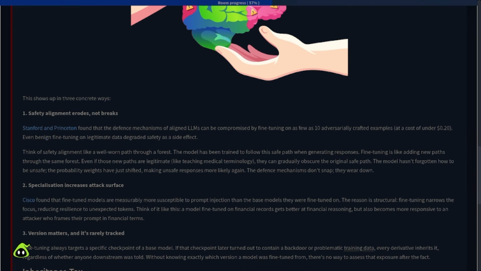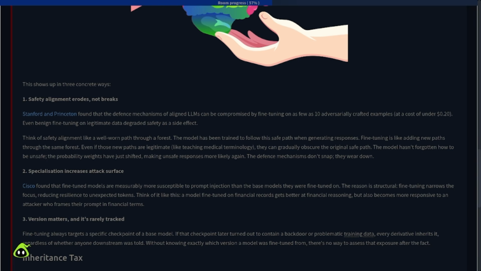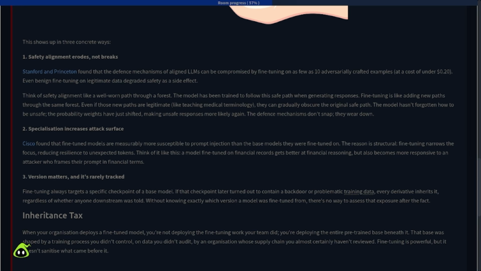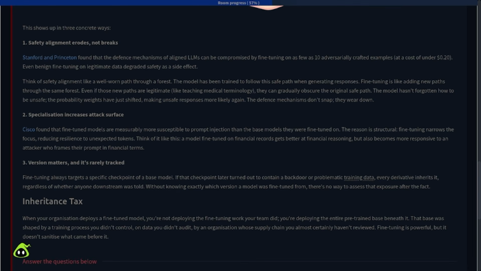So this shows up in three concrete ways. Safety alignment erodes, not breaks. Stanford and Princeton found that the defense mechanisms of aligned LLMs can be compromised by fine-tuning on as few as 10 adversarially crafted examples at a cost of under $0.20. Even benign fine-tuning on legitimate data degraded safety as a side effect.